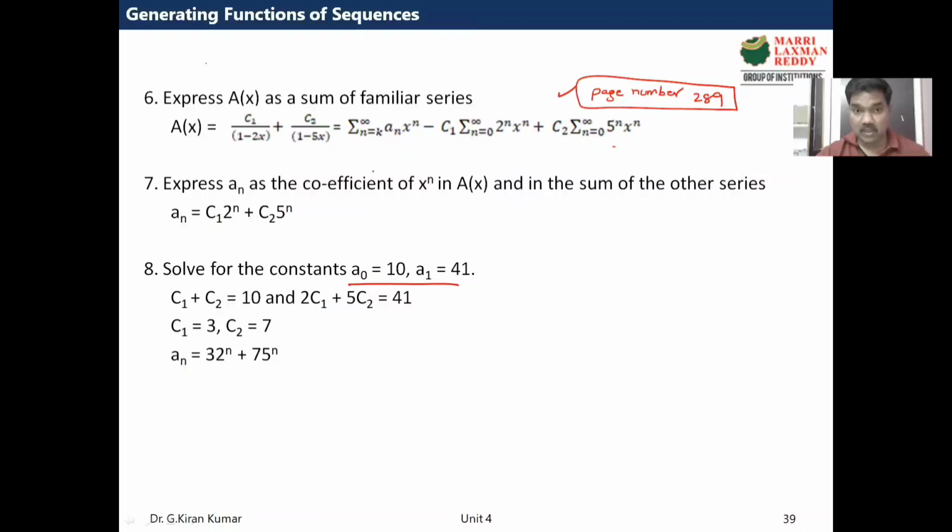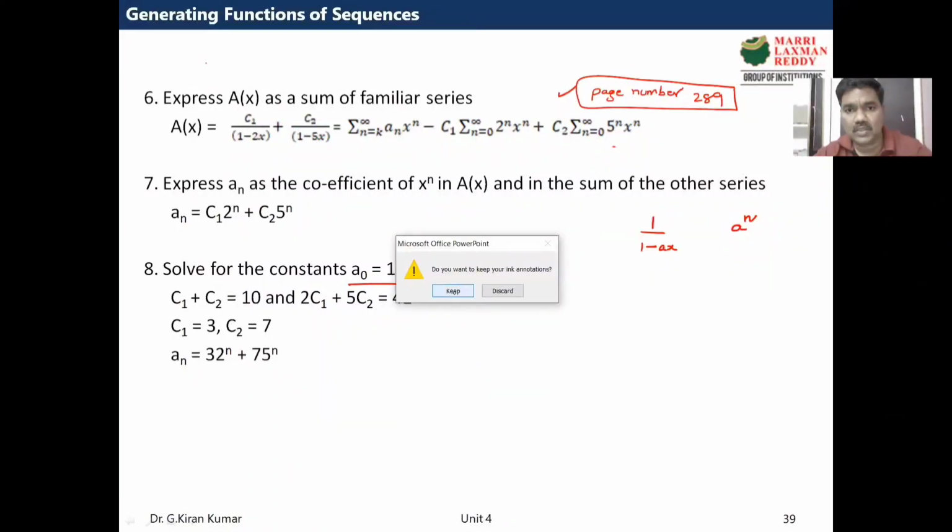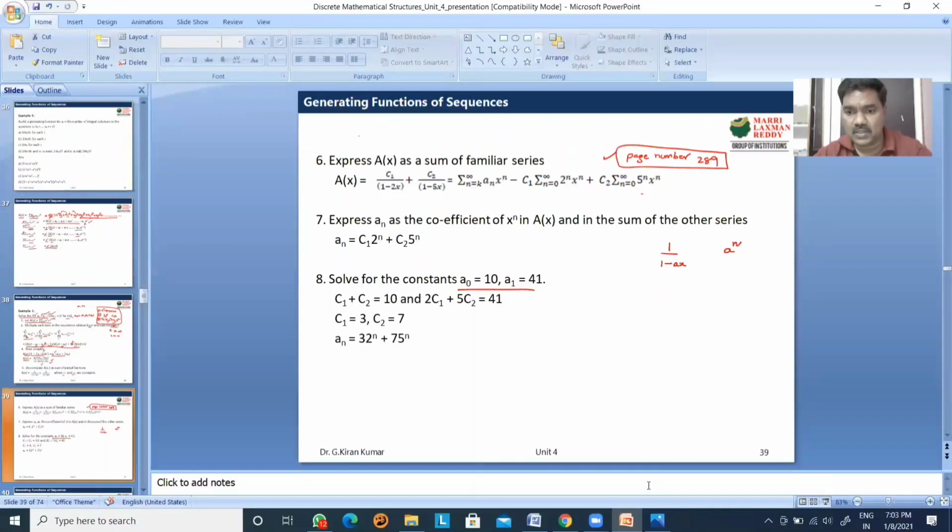As per those formulas, I already posted them one by one in your DMS group, all the 3 groups. There are 20 formulas in your textbook. I already posted them in the DMS group. I'll show you on my screen also. For the generating function 1 by 1 minus ax, the sequence can be written as a power n. Let me show you the list of formulas.